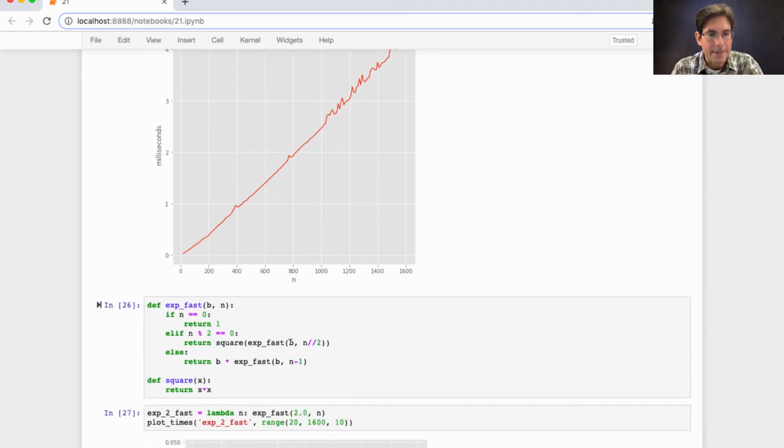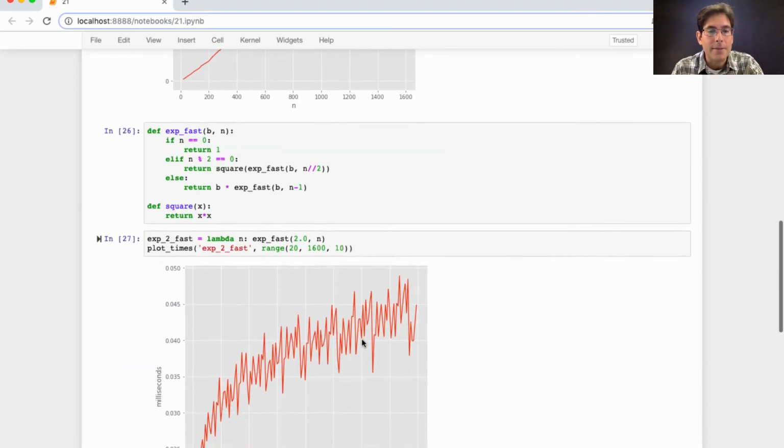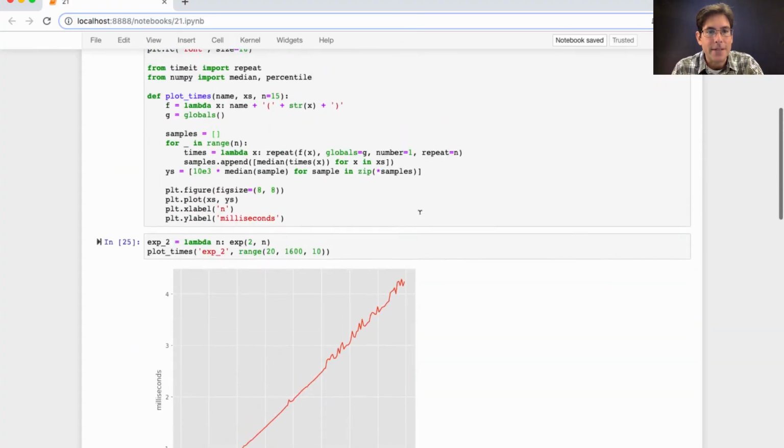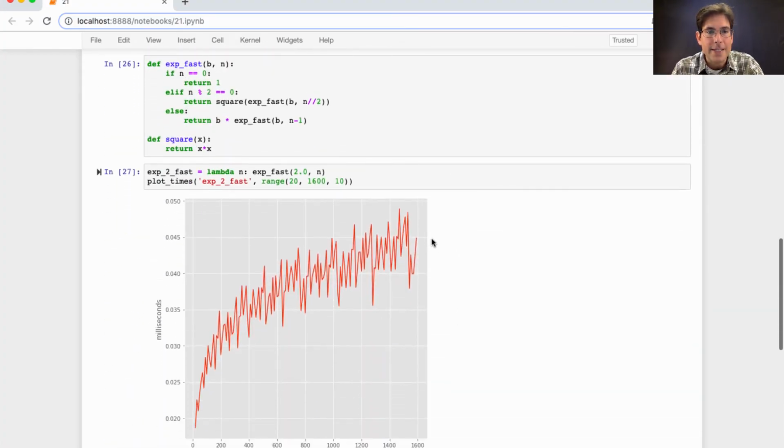And here's the fast definition. We can draw the same plot and we'll see that the overall numbers are quite a bit smaller. For 1600, instead of taking 4 milliseconds, it takes only 0.04 milliseconds. Also, the shape of the curve is different. This shape is called logarithmic. The difference between going from 200 to 400, in this case, is just about 0.002. And what about the difference between going from 400 to 800?